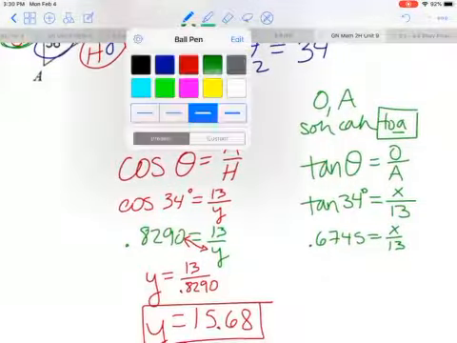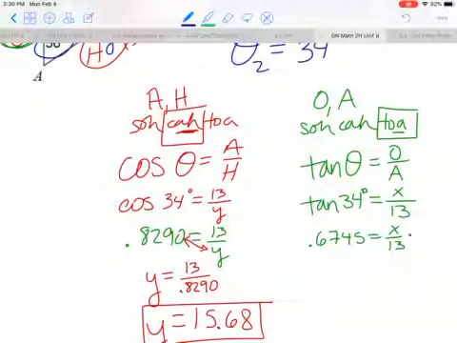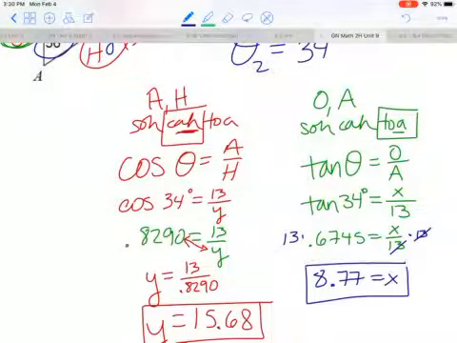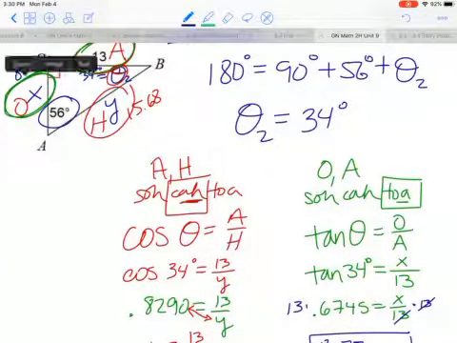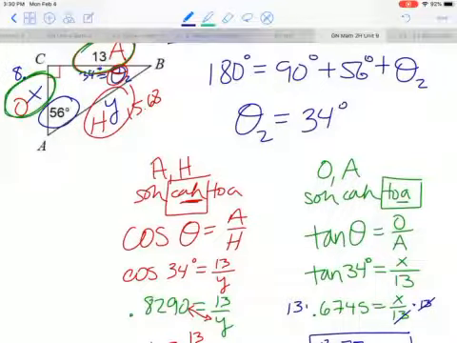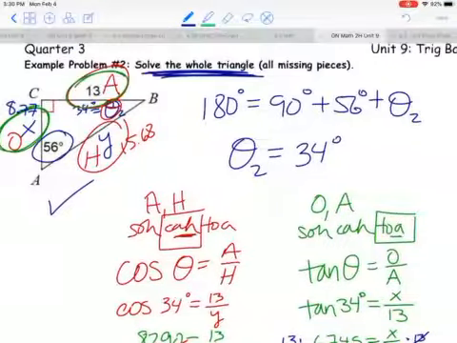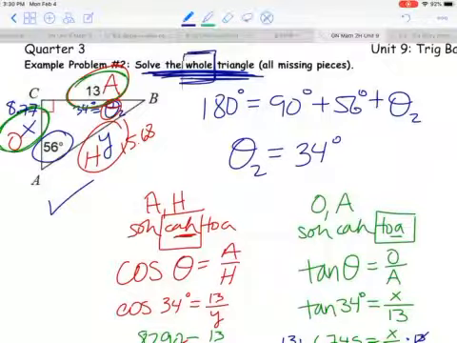Okay. And then we're going to get rid of that 13 by multiplying it to both sides. And you should get 8.77 as x. So once you have all your sides labeled, let's see if I can get this to write. So all my sides are labeled, all my angles are labeled, then you're done. The whole triangle has been solved.